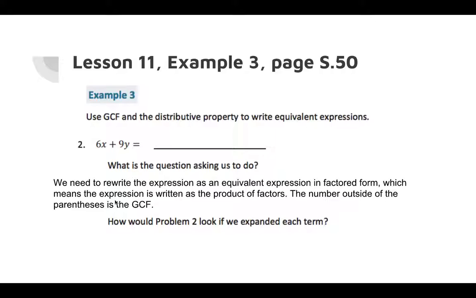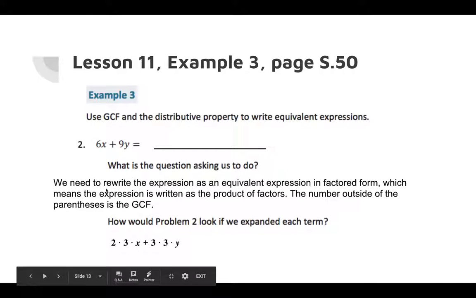How would problem 2 look if we expanded each term? So these two, 6x plus 9y, can be expanded to look like this. 2 times 3 times x plus 3 times 3 times y. So you can see this is where you can find your greatest common factor, right? What are the two terms that you see in both sides of the addition symbol?